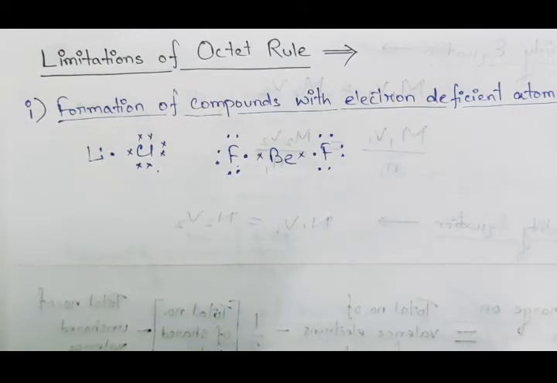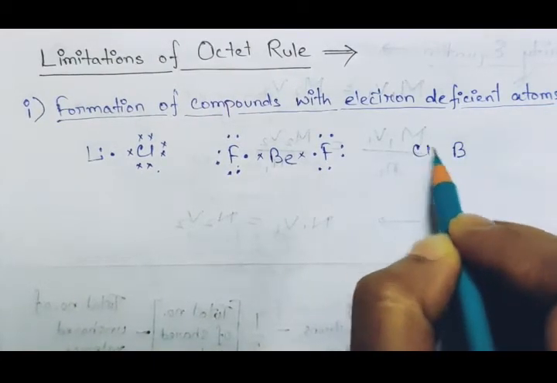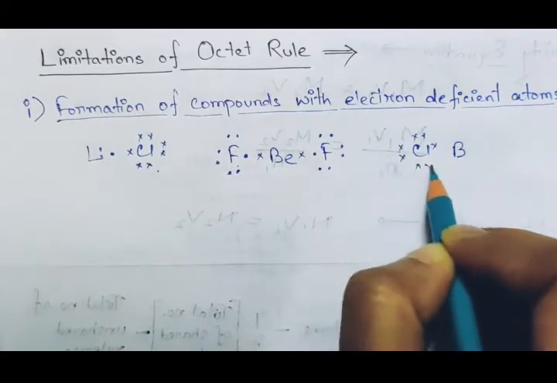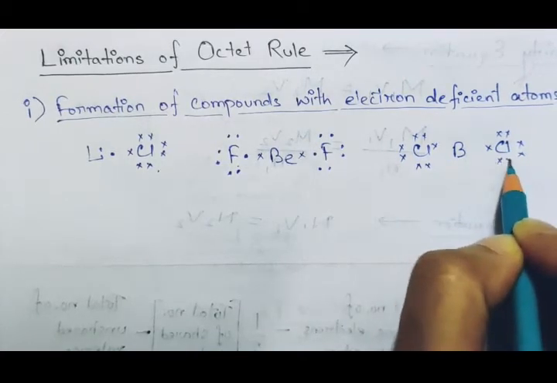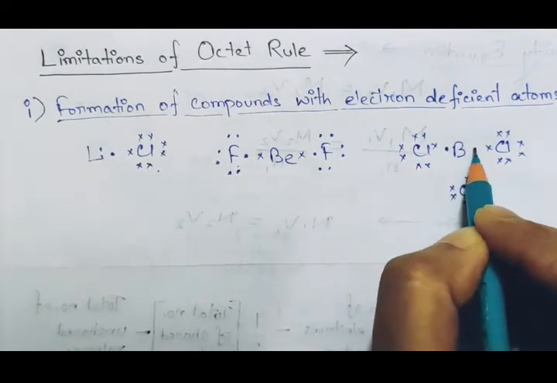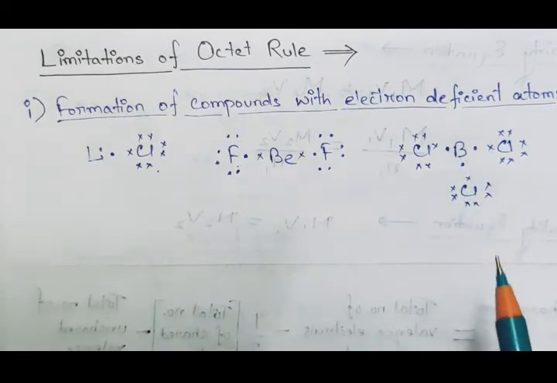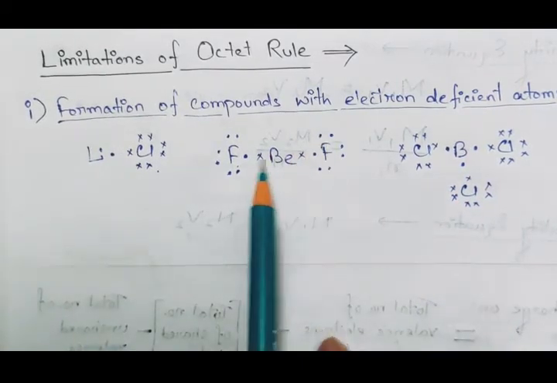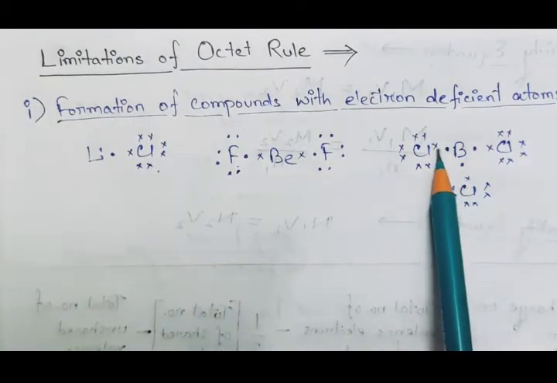and this is also not achieving the octet. Again in case of BCl3, boron trichloride, boron also shares 3 electrons with the 3 separate chlorine atoms. Okay, and in case of BCl3, the boron atom has only 6 electrons in its outermost shell after the sharing of electrons. So here also the octet is not achieved. Here only 4 electrons are there in the valence shell of the central atom in BeF2, and in this case only 6 electrons are there.